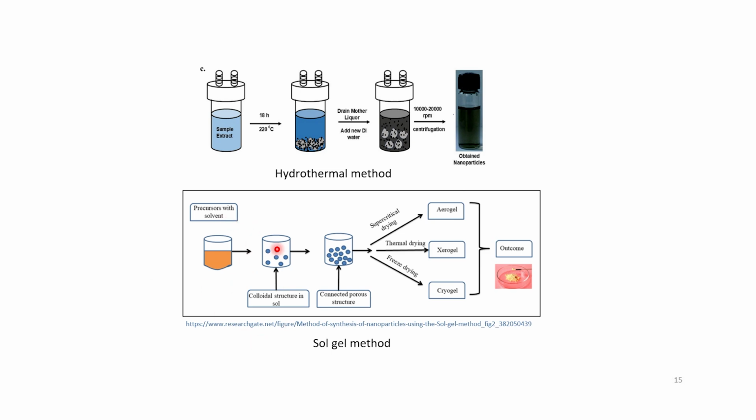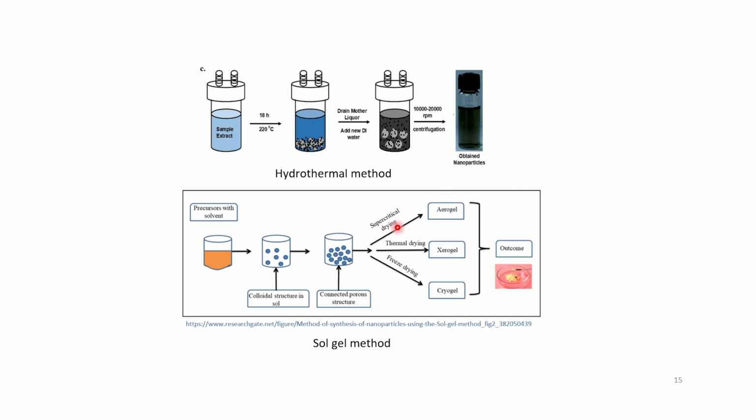So that's your sol gel method. Here you are using precursors with solvent. So you have your solvent and you have your precursor over here. Whatever nanomaterial you want to obtain, you have a precursor for that. So you put your precursor into the solvent, and a colloidal structure is formed in sol, and then there's a connected porous structure, and then the supercritical drying, thermal drying and freeze drying.